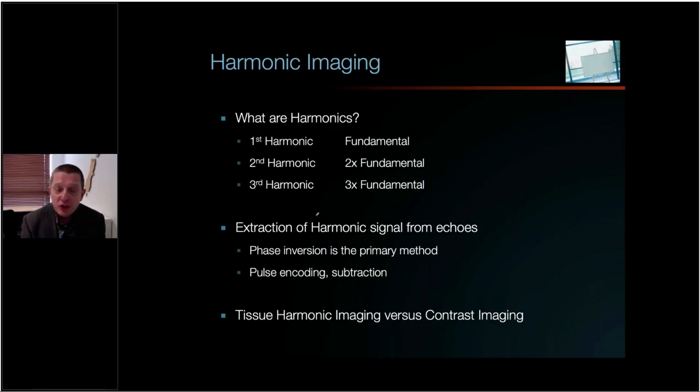Now, when we do tissue harmonic imaging, the ultrasound system has to extract that harmonic signal from the returning echoes. This is a very difficult task. And the primary method for doing this is phase inversion. How does this work? Well, picture an ultrasound transducer that transmits an ultrasound pulse into the patient, and this pulse has a particular polarity. For example, it begins with compression and then there's rarefaction.